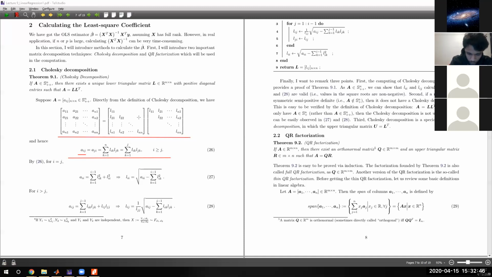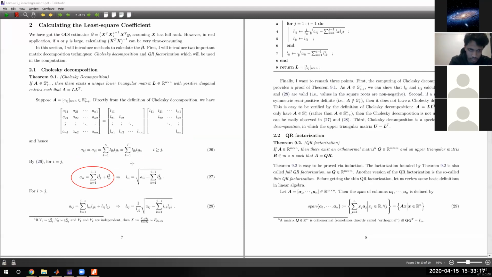Here the sum goes up to n, just by the definition. But because L is a lower triangular matrix, it's meaningless to calculate anything greater than j. Why? Because the minimum of i and j equals j. So I only need to count till j. So I have equation 26 first. Then by 26, suppose i and j are equal. What do you have? Simply, you have this.